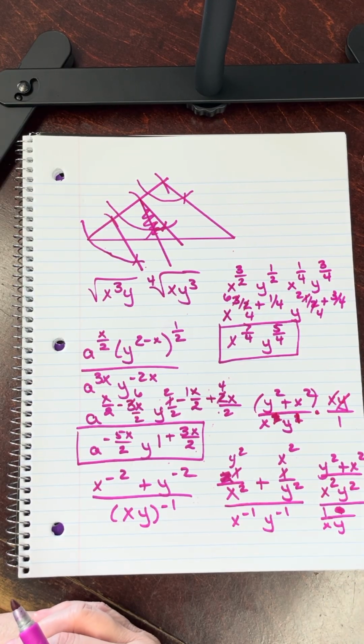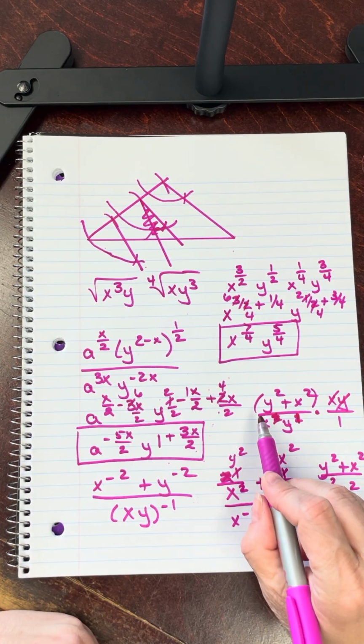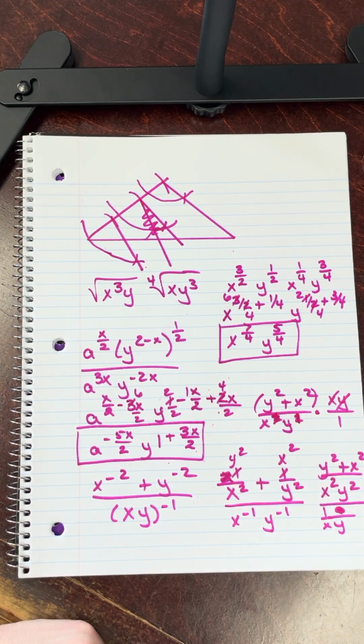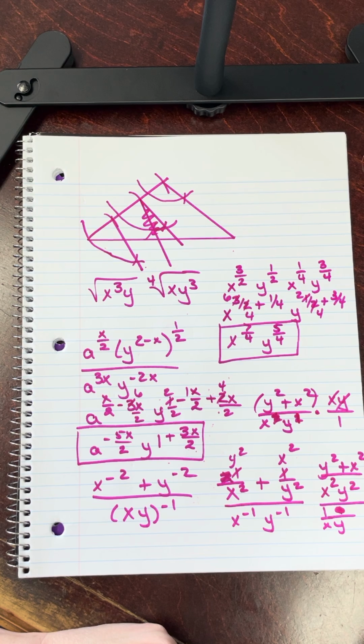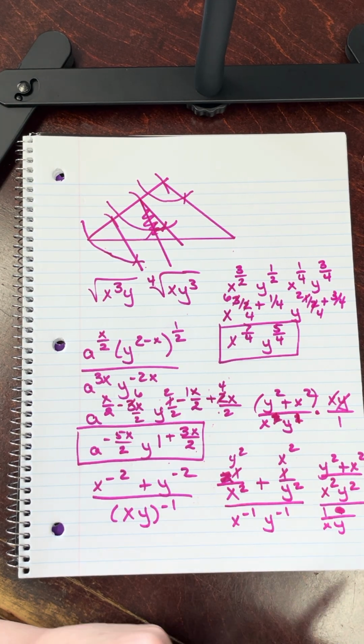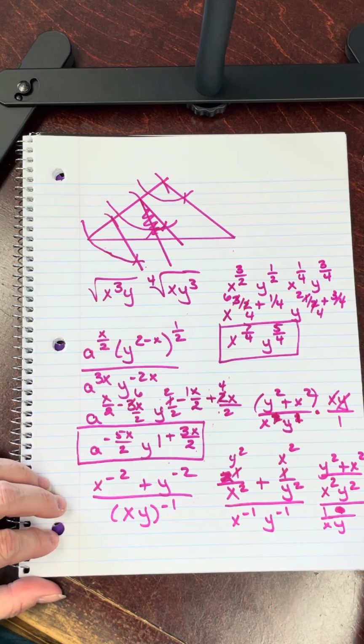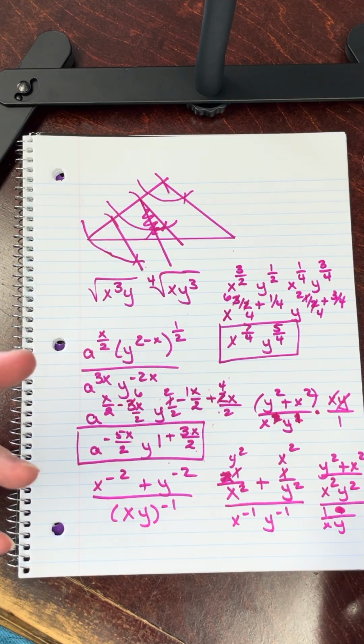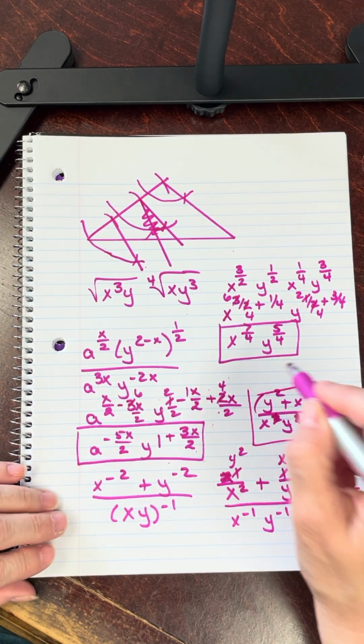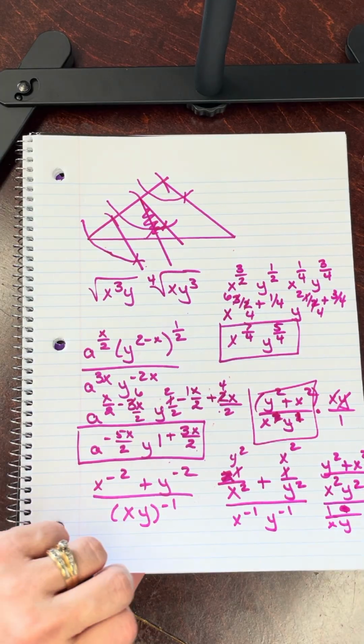So what do I have at the end? y squared plus x squared over top of xy. And again, the book, they probably did it in a different order than I did, but you still get the same answer. I'll just box this. That is the final answer. You don't need the parenthesis in it.